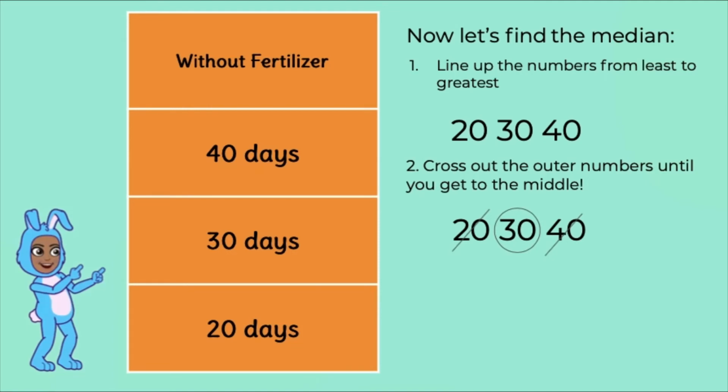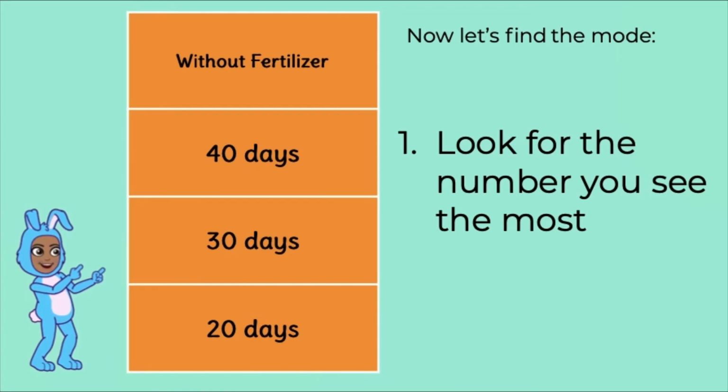Now, let's find the median. First, you line up all the numbers from least to greatest. So 20, 30, and 40. Then you cross out the outermost numbers until you get to the middle. So you cross off 20, then you cross off 40, and you're left with 30. That's your median.